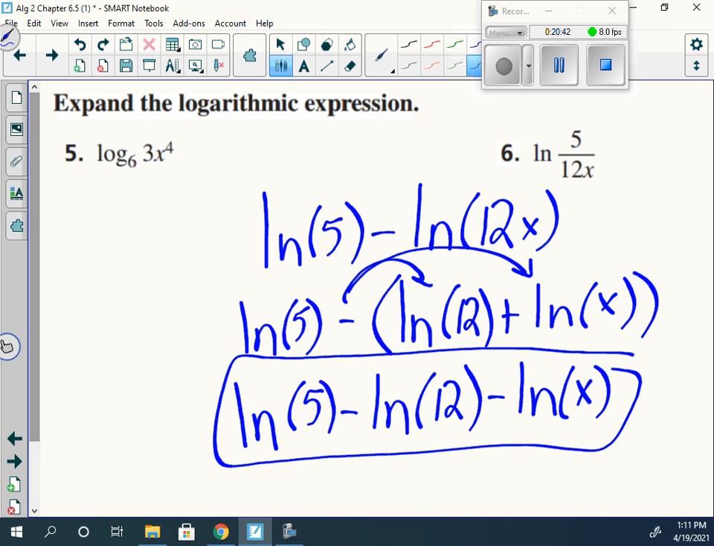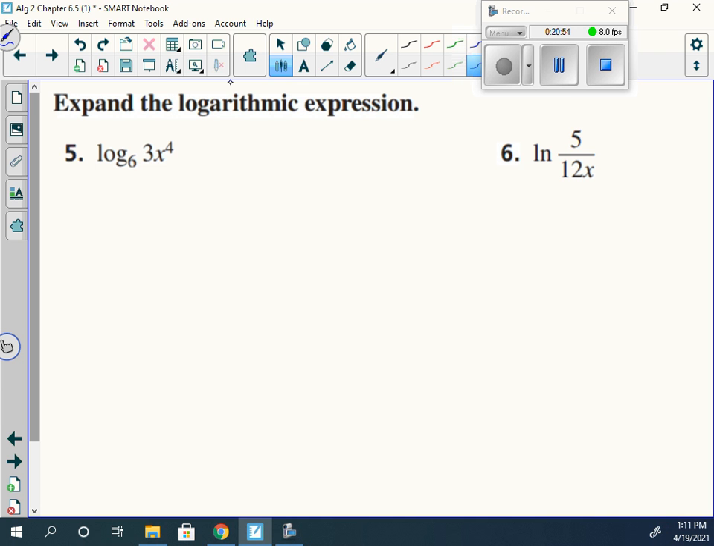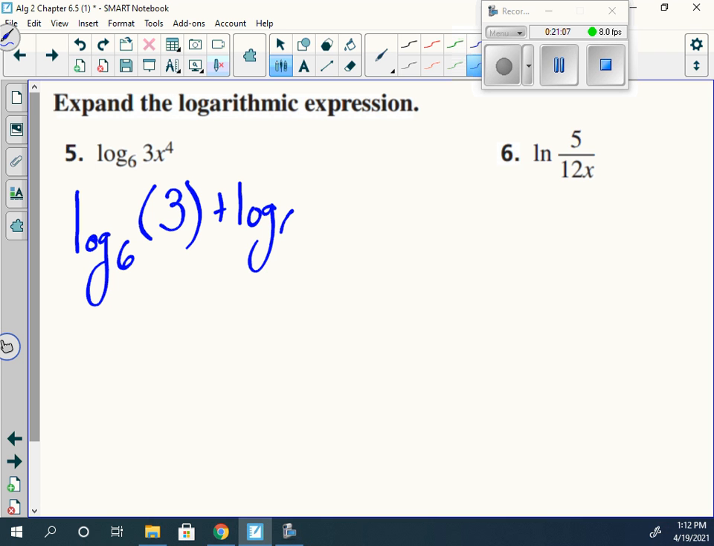Any other questions on this here? Yeah, we would do the log instead of ln. So what's the first thing we can do in rewriting this? Log base 6 of 3 plus log base 6 of x, because the first thing we can do is rewrite that multiplication inside the log as addition of two logs.